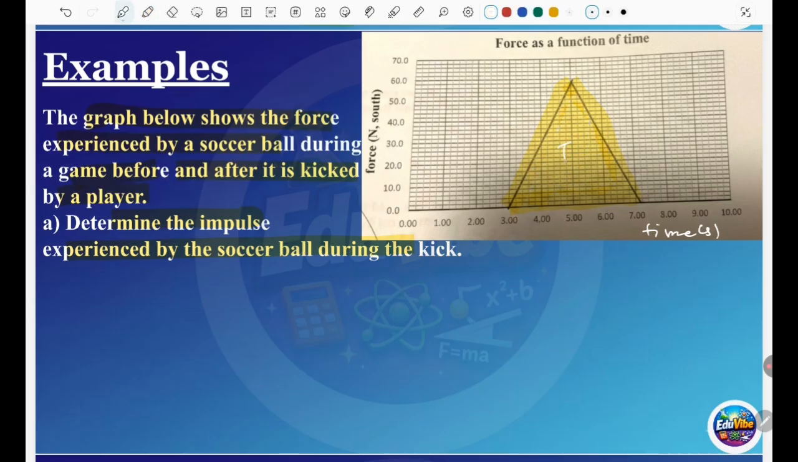So to find this area, which is the change in momentum, we see that this is a kind of triangle. Area is half times base times height.